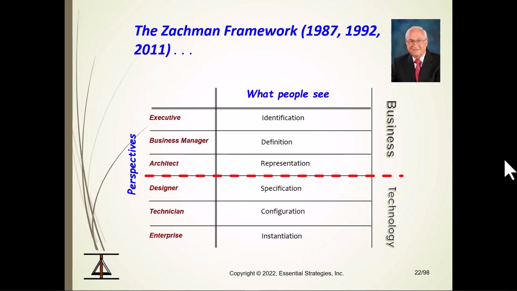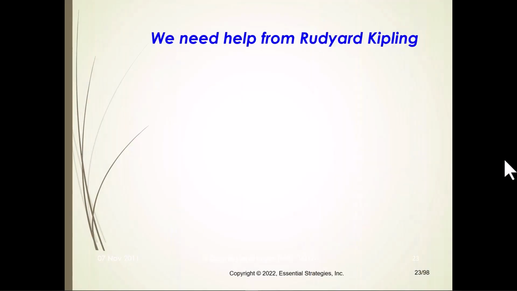What people see? What is each of these perspectives looking at? Now for the columns in the matrix, we're going to need some help from Rudyard Kipling.